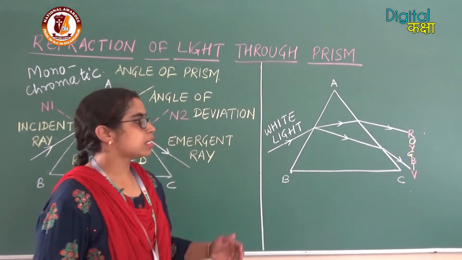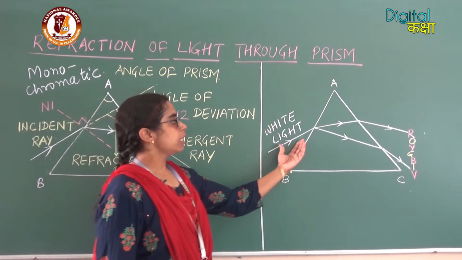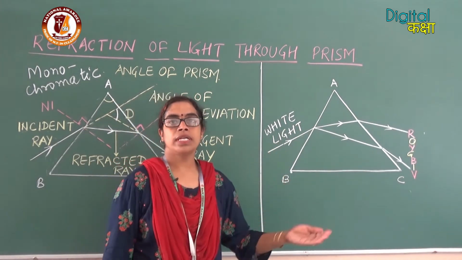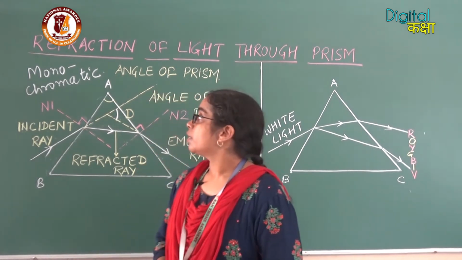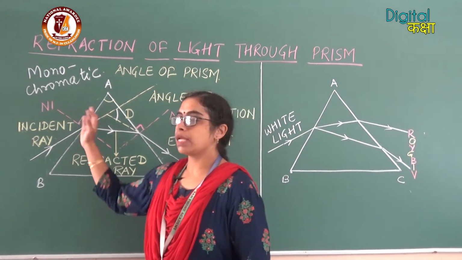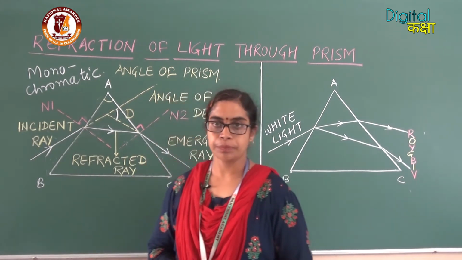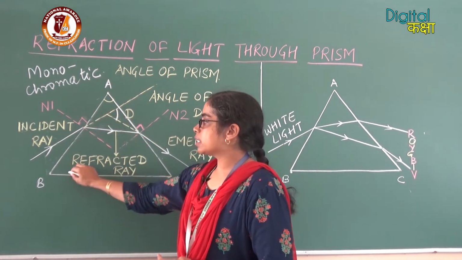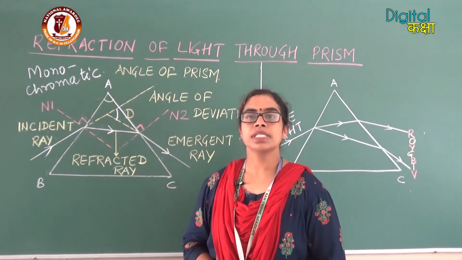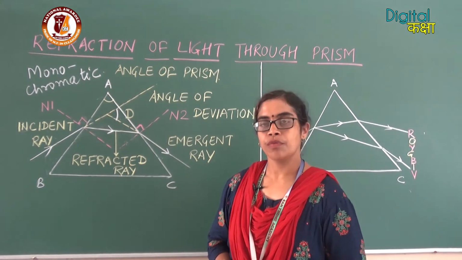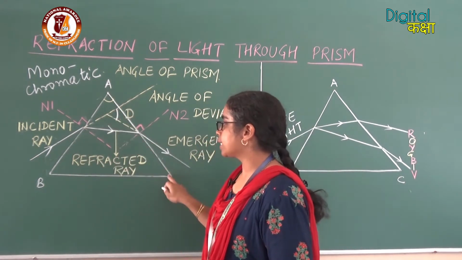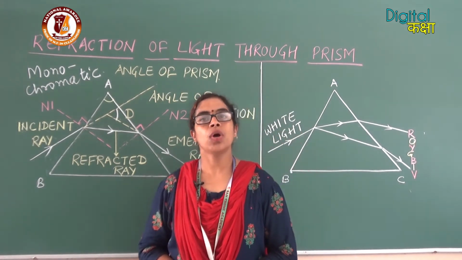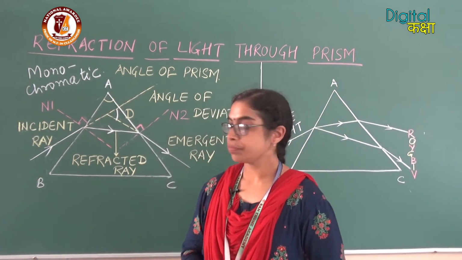The second case is that in which the incident light is the white light. So now let us discuss the refraction of both types of light one by one. In this figure, ABC is the triangle which is representing the prism, where AB and AC are the two refracting surfaces which are not parallel to each other.